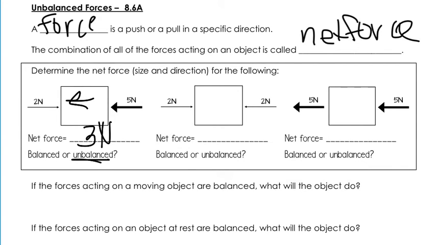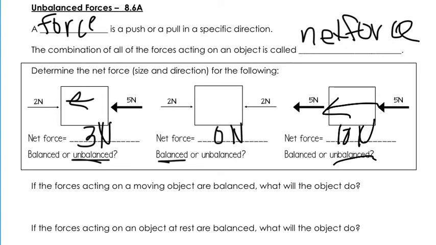The net force on the second one, you've got 2 newtons going this way, 2 newtons here. So if you subtract those, the net force is 0 newtons, and it's balanced. It's not going to move. The third one, you got 5 newtons going this way, 5 newtons going this way. They're both going the same direction, so you're going to add. It's 10 newtons for the net force, and it is unbalanced. It's going to move. It's going to go this way.